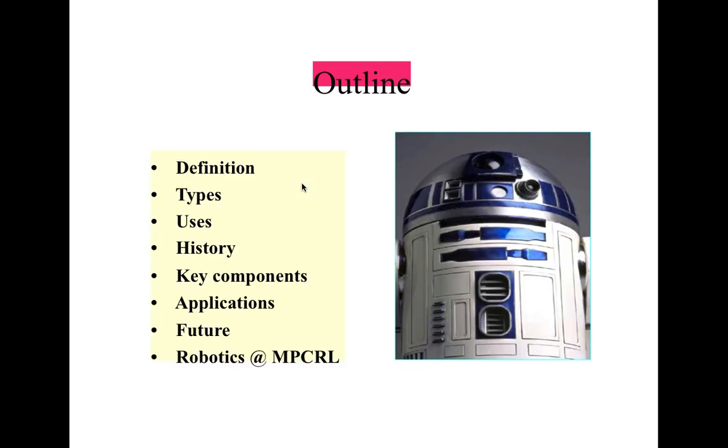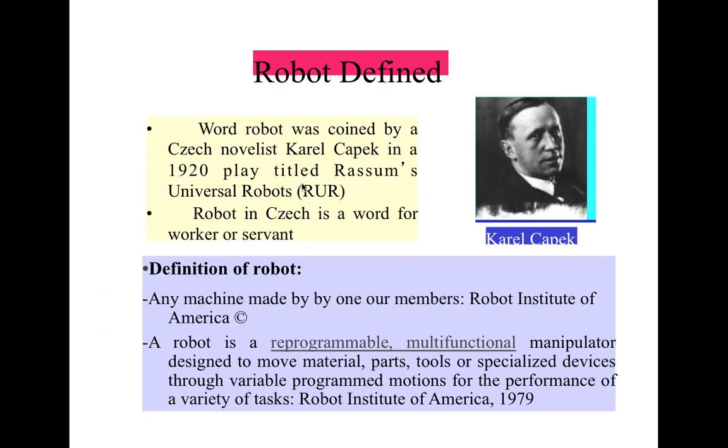So what exactly is robotics? When you're talking about robotics, it's very important to understand the definition of robotics. The definition is: a robot is a reprogrammable, multifunctional manipulator designed to move material, parts, tools, or specialized devices through variable programmed motions for the performance of a variety of tasks.